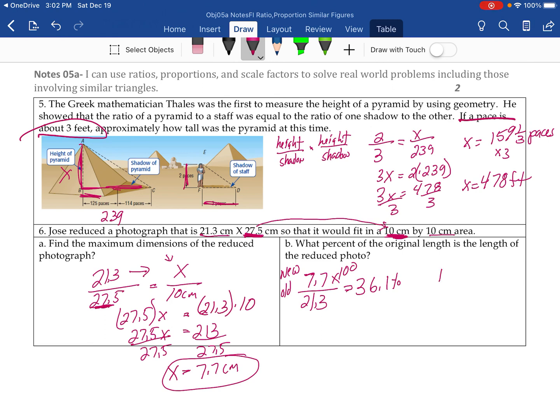You could do the same thing with the other dimension. Your new length is 10, your old length was 27.5. You do 10 divided by 27.5, and then times 100, and that's going to be about 36.4%. Okay, so it's 36.4% of the original, which seems about right. And that's it.